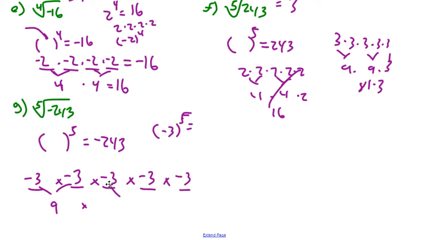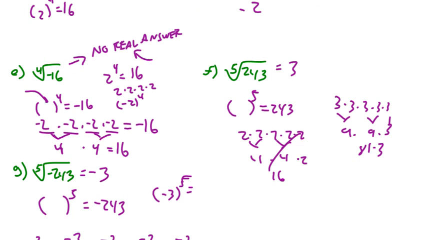Times, now let's multiply these guys together. Negative 3 is a 9. Times, and then we bring this guy down. 9 times 9, then 81, and then bring this down, times a negative 3. Oh, dang! That's a negative 243. Sweet. So that means that we can find a negative answer here, and so this one was a negative 3.